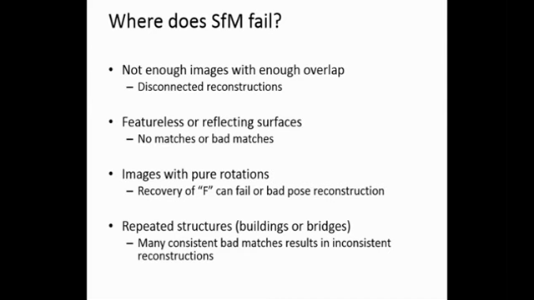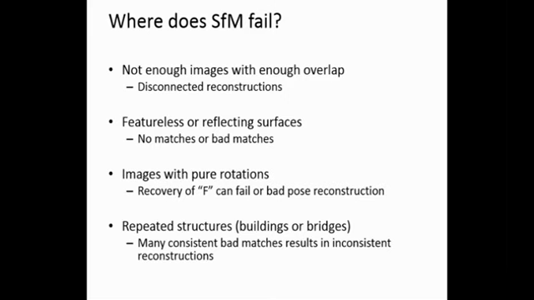And then the other major pain point is repeated structures like buildings and bridges, where locally points can look like they match really well, but they might be on different sides of the building or different parts of the bridge. And then you end up with these outlying matches where a lot of matches agree with each other, but they're wrong. You end up reconstructing the same wall in different places or creating other kinds of weird reconstructions.